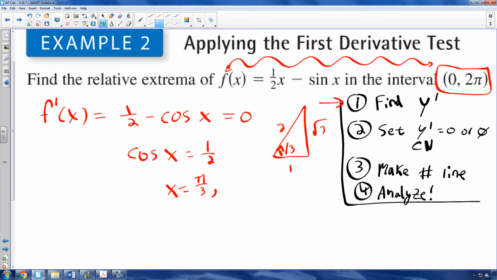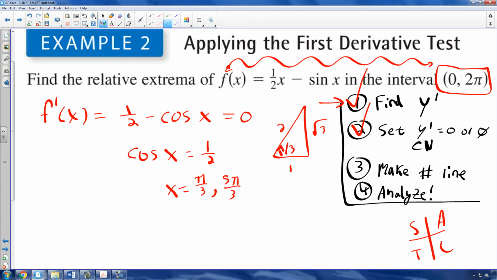And then probably not 2 pi over 3, because cosine will be negative in that quadrant. All students take calculus, so I think it's going to be 5 pi over 3, if I'm not mistaken. So we got pi over 3 and 5 pi over 3 for our critical numbers. Now what we want to do is make a number line. So this step is done and this is done, all in red.